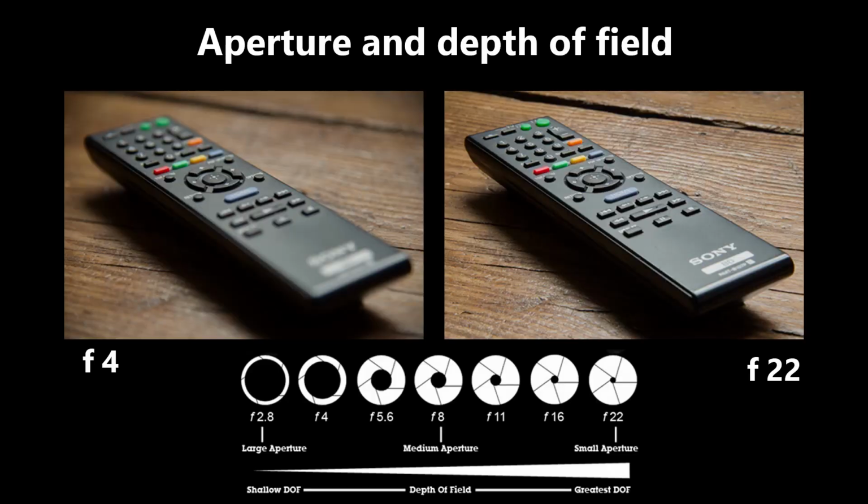Changing the aperture also has an effect on the way that your image looks. The image on the left was taken with a large aperture, and this has resulted in only a few of the buttons on the remote control being in focus. In the second image, I used a small aperture, and most of the image is in focus.